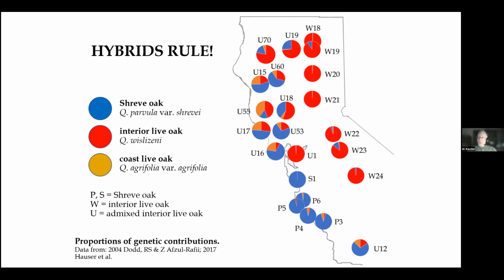And at the bottom, where the transverse ranges cut across, we start to see a contribution from interior, just as we see at the top. We see interior live oak bleeding around the top. We see Shreve oak bleeding over around the top as well. But then the question is, what are these two specimens, W22 and W23? They've got more Shreve oak in them than would be expected. Well, and also look at this one over U1. What is that red thing doing over near San Francisco?